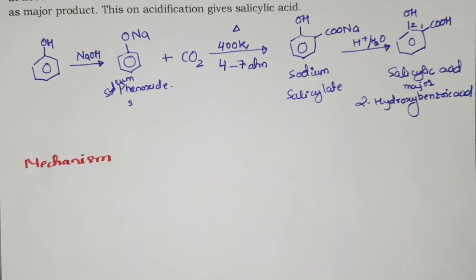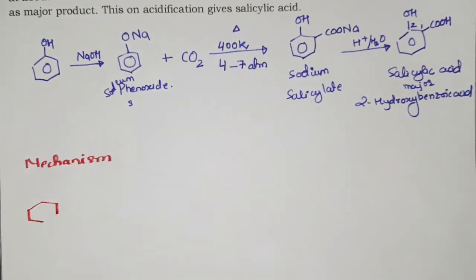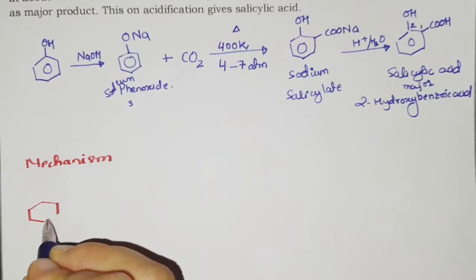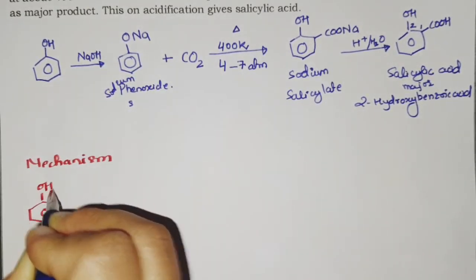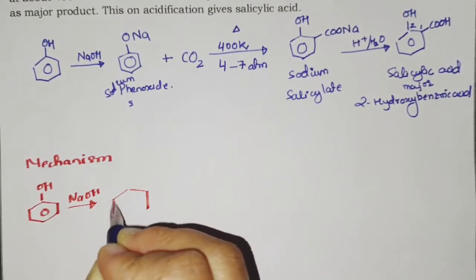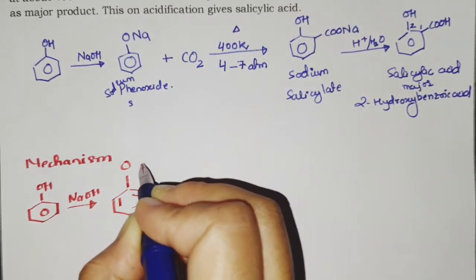Now let us briefly see what the mechanism is that gives you the product, though it's not important according to your examination, but you need this information when you go for higher studies. Here, the attack of carbon dioxide takes place on the highly activated phenoxide ion. We know that phenol on treatment with sodium hydroxide gives phenoxide ion, isn't it? So this is your phenoxide ion.